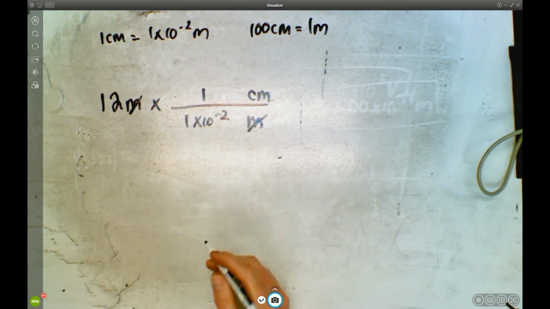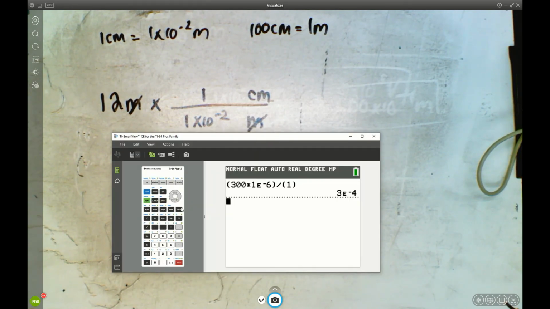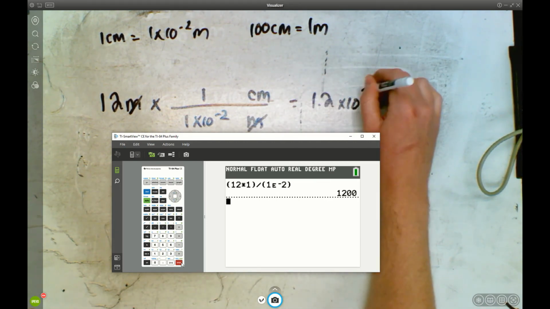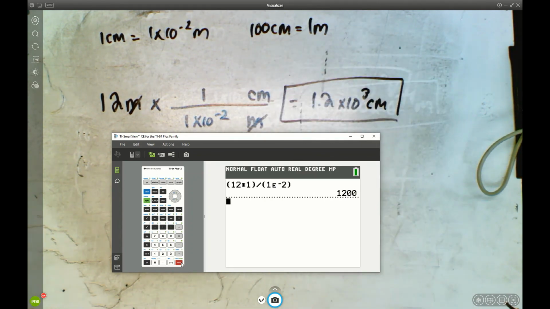So into my calculator, I would type everything on top multiplied. So 12 times 1 divided by everything on the bottom, which is 1e negative 2. And if I do that, I get 1200, but I want to answer to 2 sig digs. So 1.2 times 10 to the 3, and my units left over are centimeters.